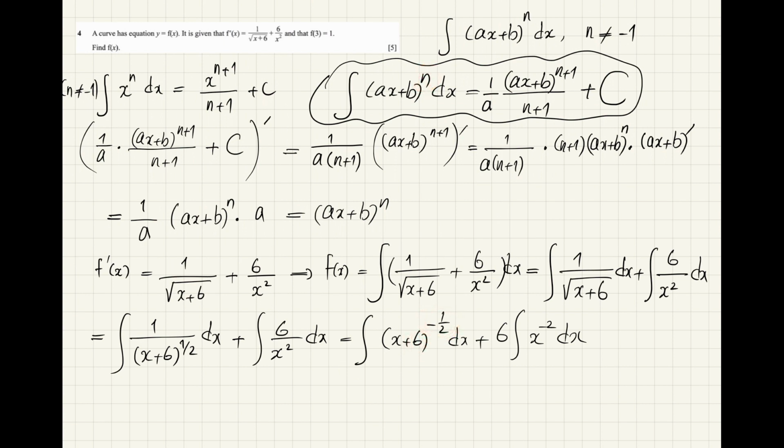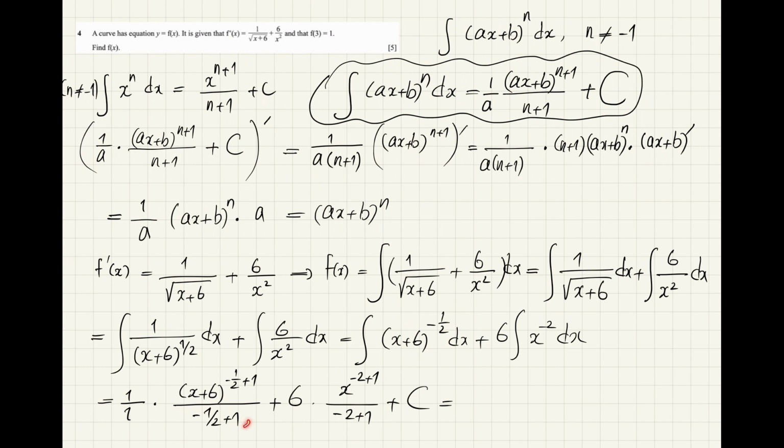So I use the formula and write the answer. So the answer becomes 1 over a, which is 1 over 1 in this case, multiplied by (x + 6) to the power of minus 1/2 plus 1, divided by minus 1/2 plus 1. Then I have plus 6. By the formula in the formula paper, you get the same thing here. It's x to the power of minus 2 plus 1, over minus 2 plus 1, and then of course I have a constant of integration. So what I have done is calculated the primitive function, but now I simplify it, okay?